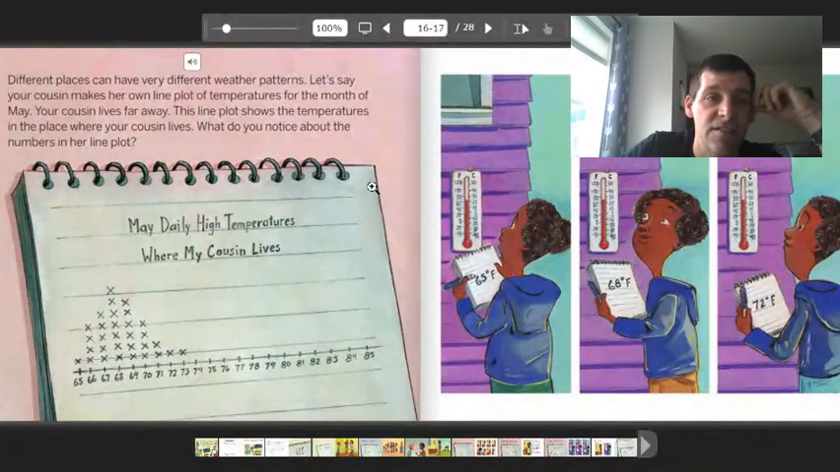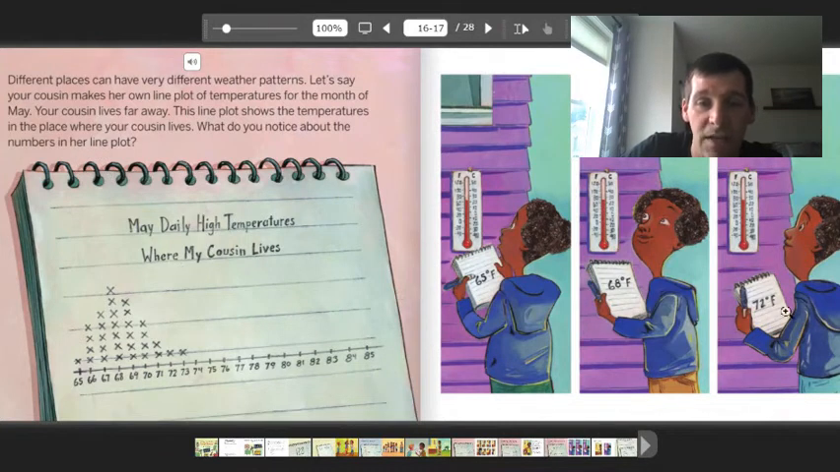Here it says different places have many different weather patterns. Let's say your cousin makes her own line plot of temperatures for the month of May. Your cousin lives far away. This line plot shows the temperatures in the place where your cousin lives. What do you notice about the numbers in her line plot? I can also look over here and look at what she is wearing. What do you notice?